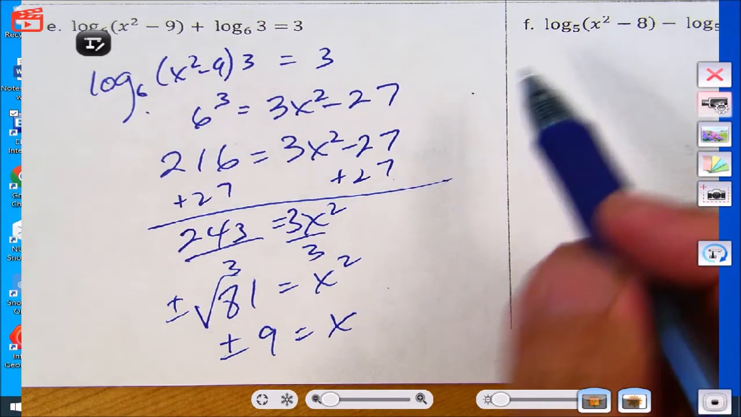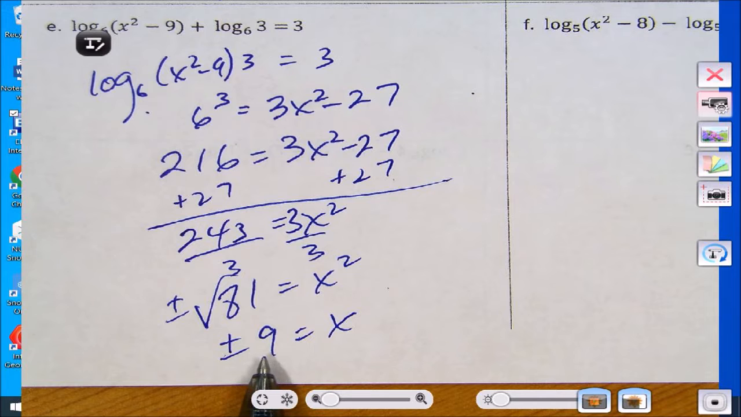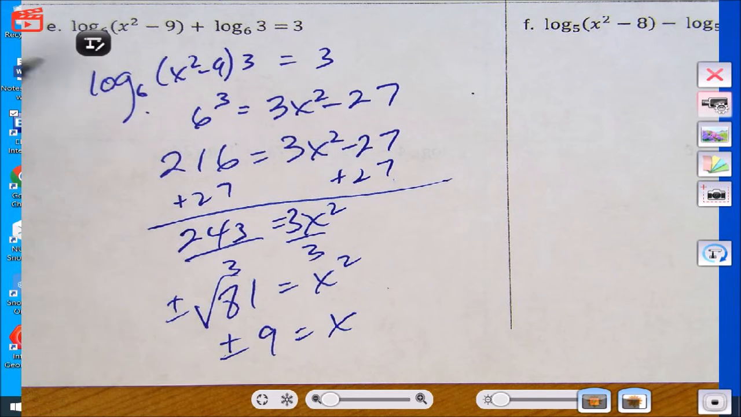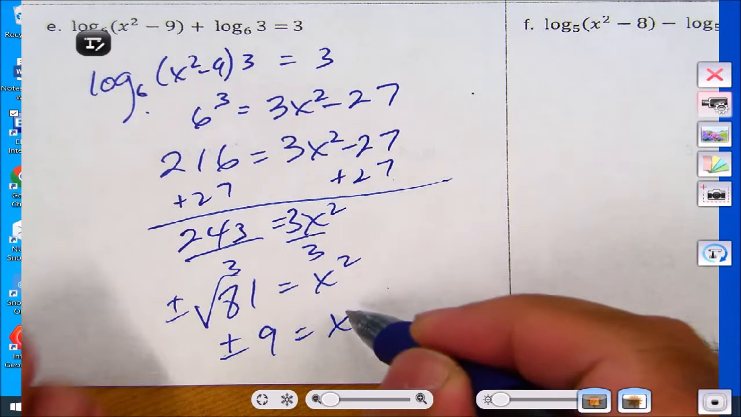All right. If I plug in positive 9 into x squared, that's okay. It's 81 minus 9. If I plug in negative 9, it's the same effect. Positive 81 minus 9. So that's good. Both answers are good.